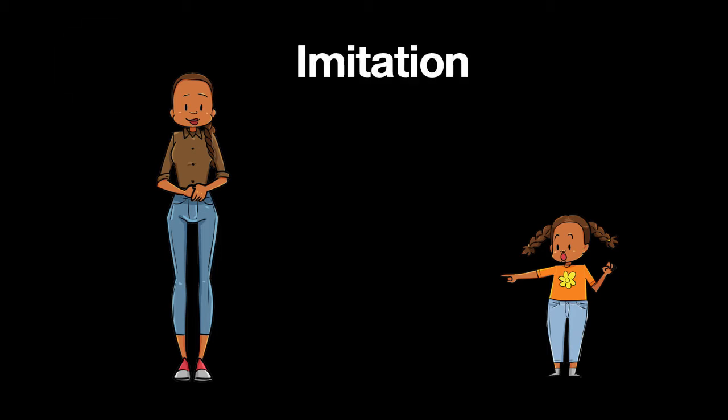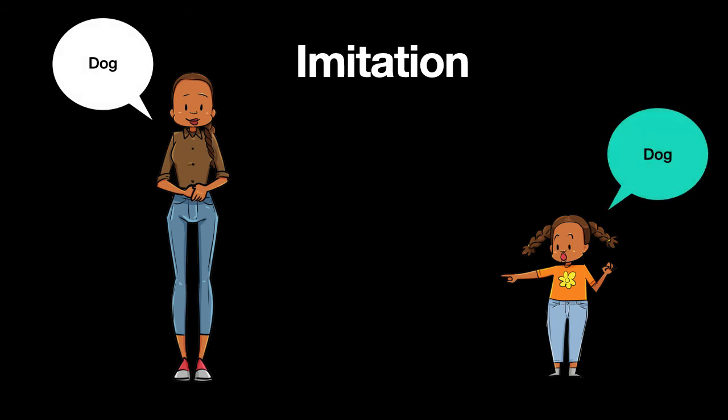Imitation might be the only way Jenny knows how to communicate or interact, or she might be learning a new word, phrase, or other piece of information. She might imitate to improve her memory of something you say.